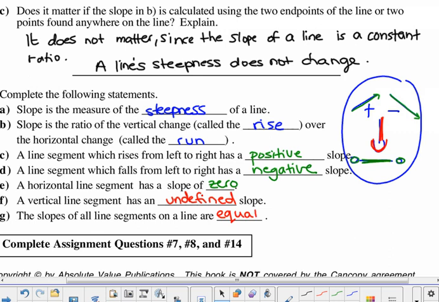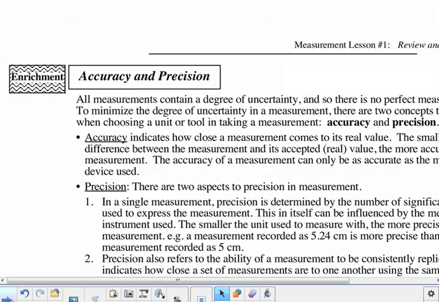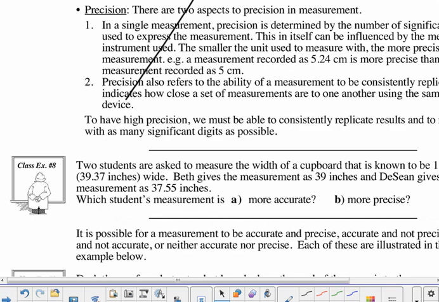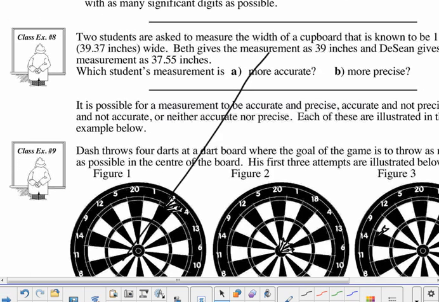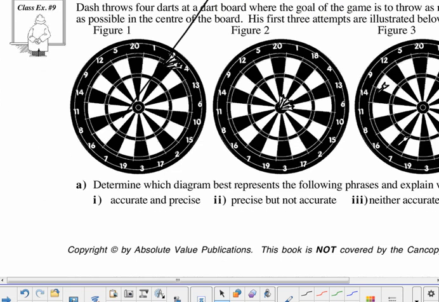All right, that's the end of this lesson. So questions 7, 8, and 14 would be the homework for this lesson. And the rest of the lesson we're going to omit. So the next page you don't have to worry about. So all of this is enrichment. We don't need to cover any of this, meaning that part of the homework you don't need to worry about.